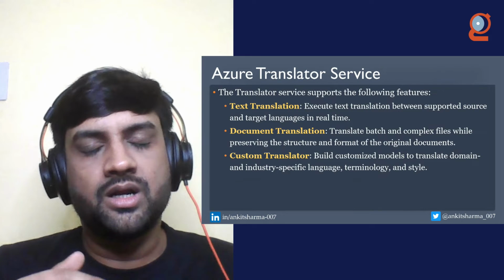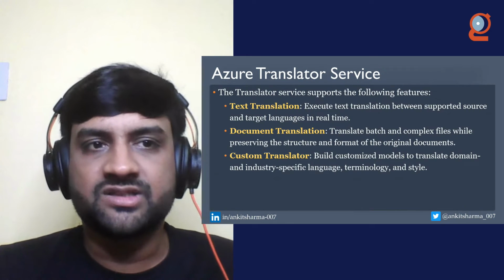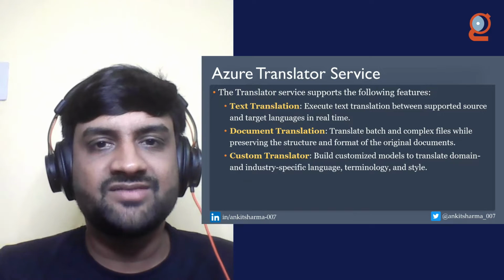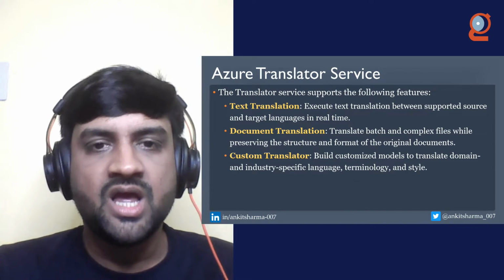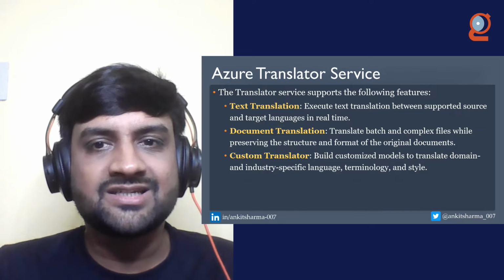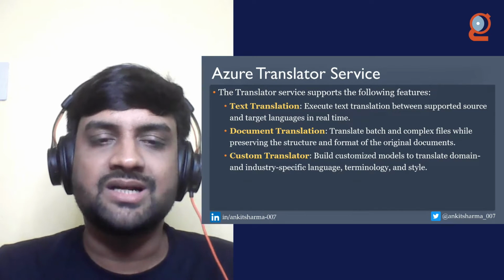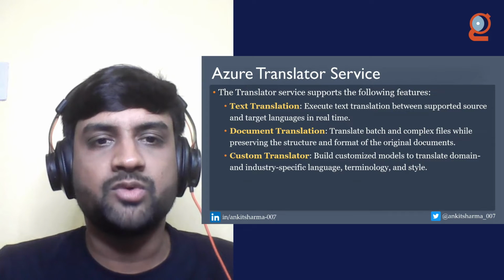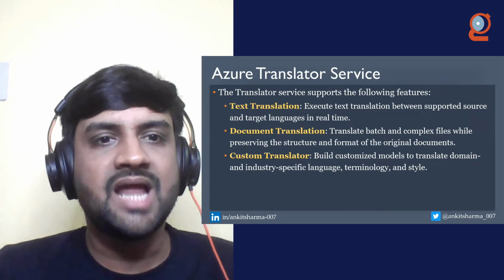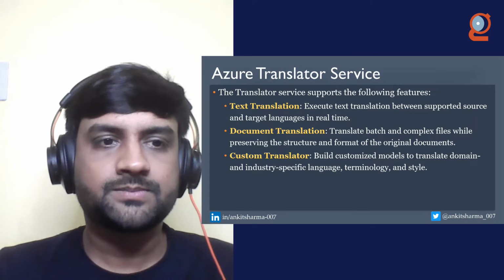Let us learn more about Azure Translator Service. The Translator Service supports the following features. The first of them is text translation. It allows us to execute text translation between supported source and target languages in real time. As of today, text translation supports almost 100 languages for the translation.